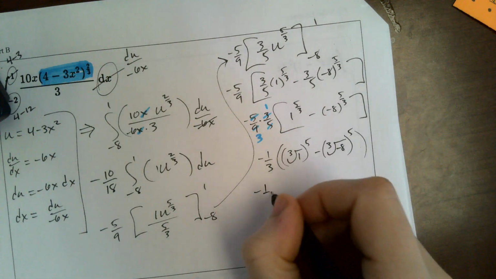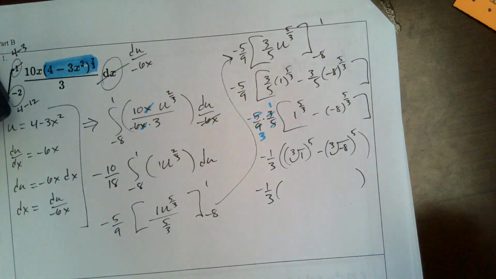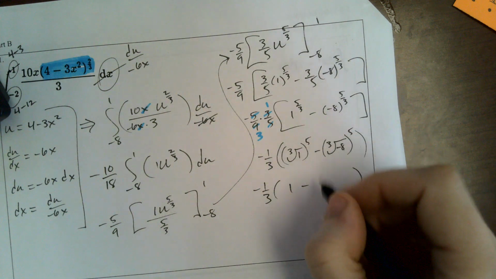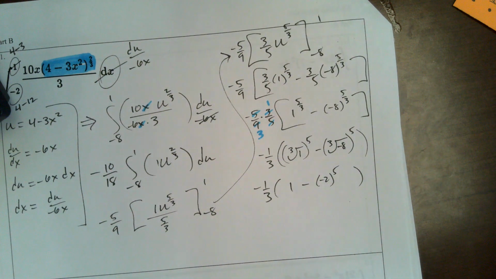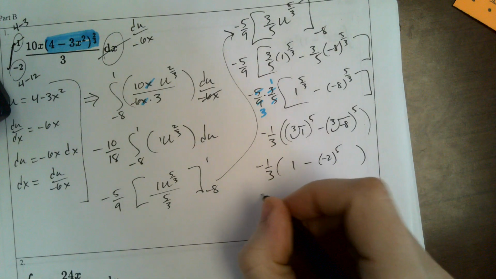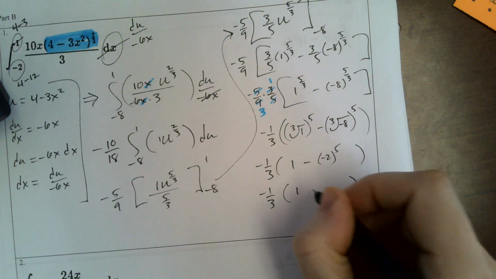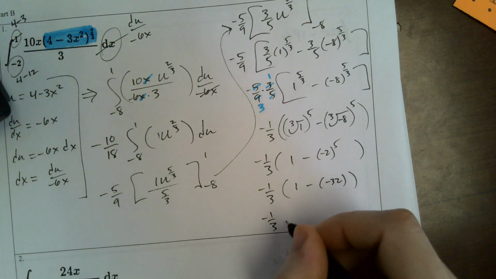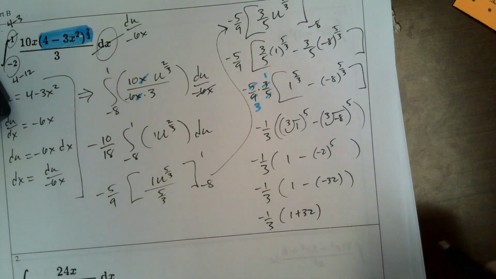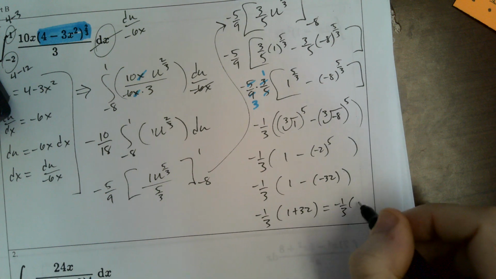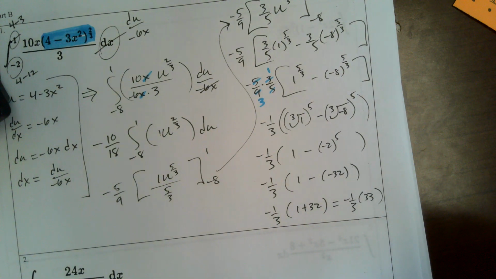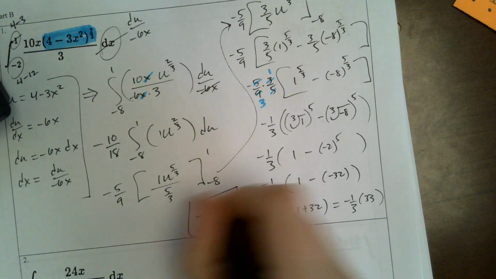Okay, negative 1/3. The cubed root of 1 is 1, to the 5th is still 1, minus the cubed root of negative 8 is negative 2, and then that's to the 5th. Negative 1/3, 1 minus, that's negative 32. Negative 1/3, 1 plus 32. Negative 1/3 times 33. Okay, and then the answer is negative 11.